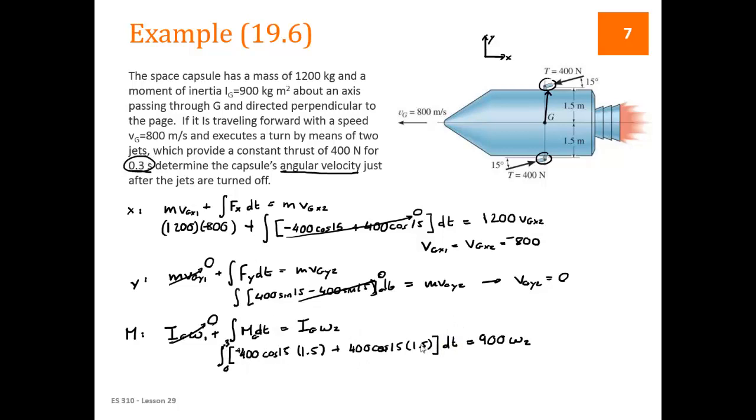So this is a constant force, it's just going to be multiplied by dt, so this is 2 times 400 cosine of 15 times 1.5 times 0.3, divided by 900, is equal to omega 2, which is equal to 0.386 radians per second. So really, we could have identified from the beginning that we were only interested in angular velocity and everything else was given, and so all we really needed was this bottom equation.